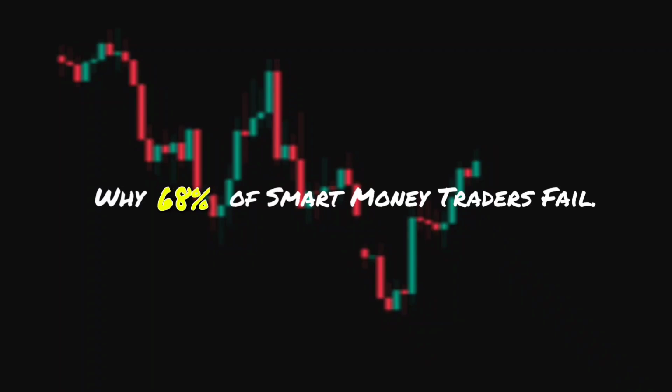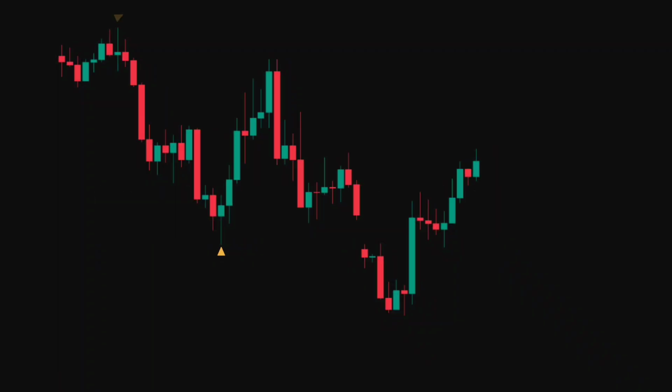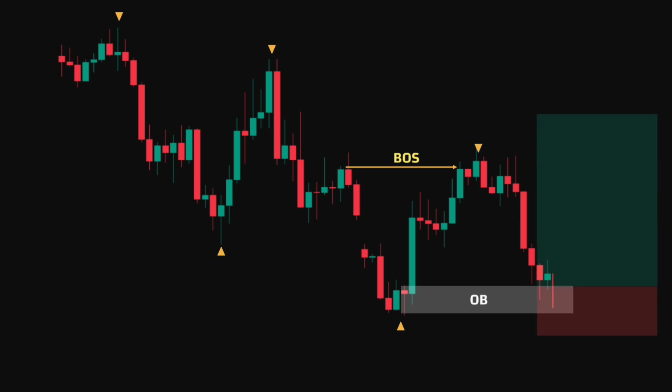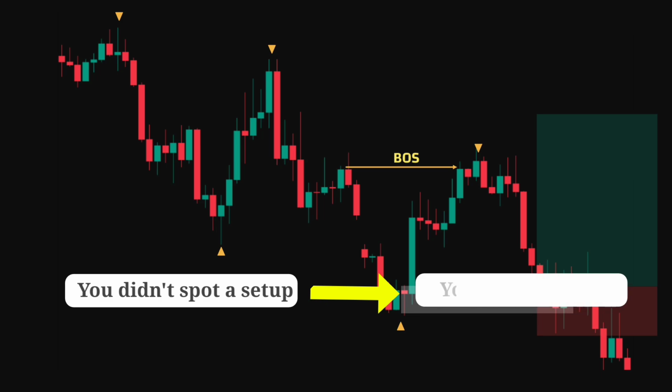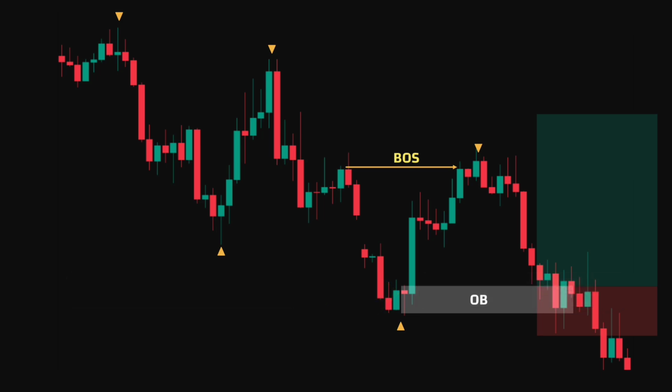This is why 90% of smart money traders fail. You find a perfect break of structure, wait for price to return to your order block, and get stopped out immediately. You didn't spot a setup. You are the setup. Look closer.